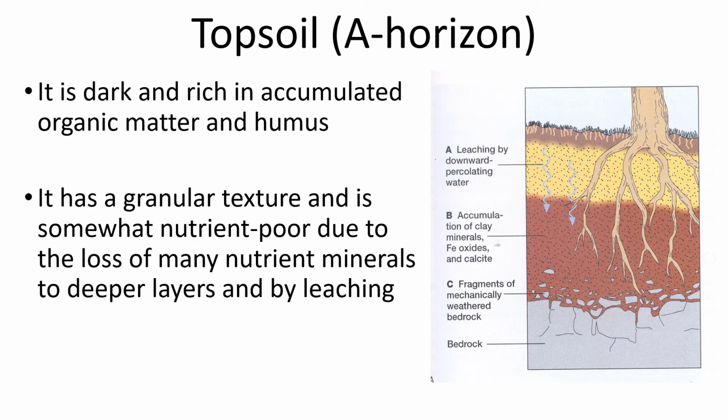Topsoil in horizon A is very dark and rich. So like I said, it's organic matter, but it also has particles of parent material in there, and so it's very nutrient poor because rain will infiltrate down and leach out the nutrients in that A layer, accumulating in the B layer.